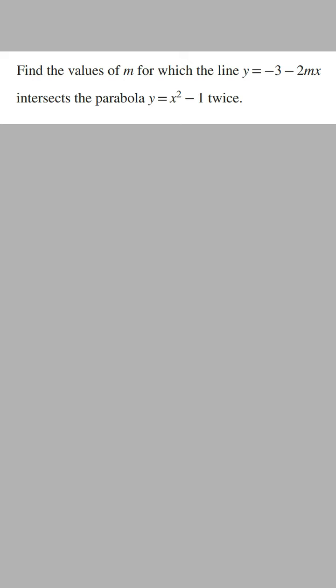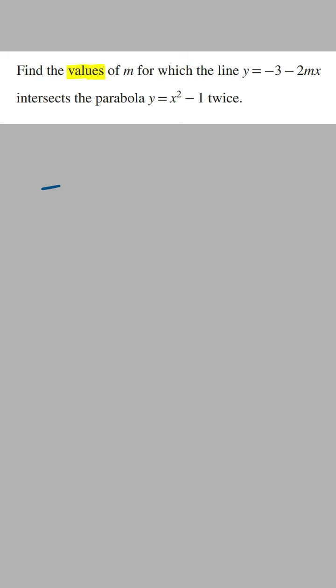For this question, we need to find the values of m for which the line y equals minus 3 minus 2mx intersects the parabola y equals x squared minus 1 twice. The first thing to notice here is that we're asked to find the values of m, which means that we're looking for a range of values and not just a single value for m. And because we're looking for the point of intersection, what we're going to do is equate both of the equations.